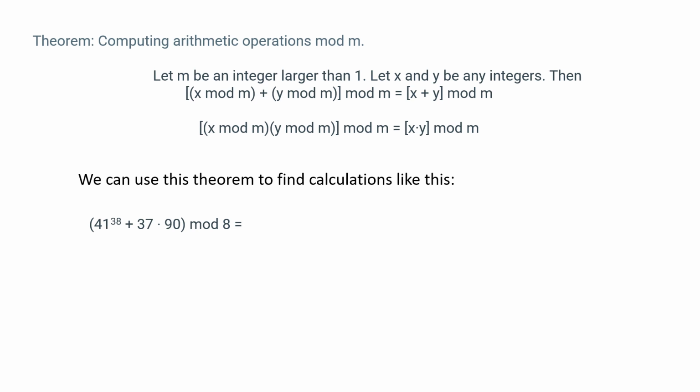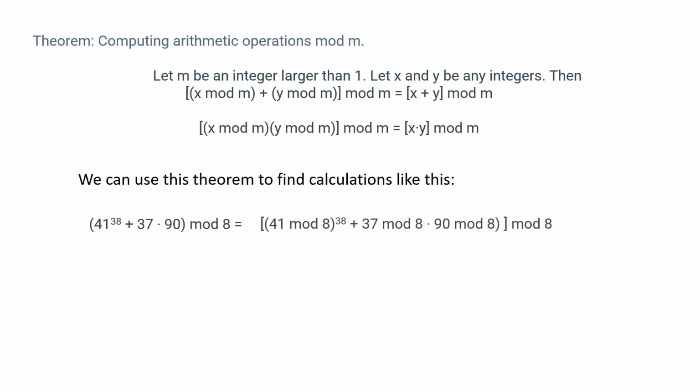Now, normally what we would have to do if we didn't have this theorem and know that this is true, then we would need to find out what 41 to the 38th is. We'd have to get a calculator out and we'd get a pretty big number. And then we'd have to take 37 times 90 and find that. But using this theorem, we could just apply the mod 8 inside all of those expressions there.